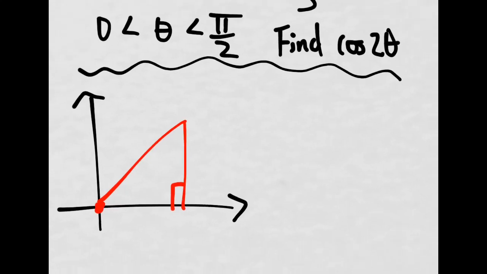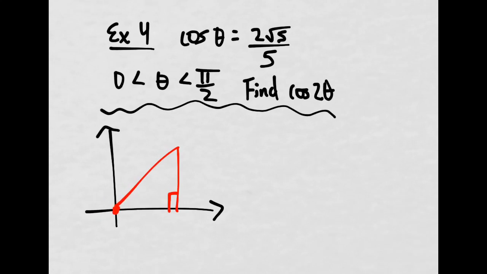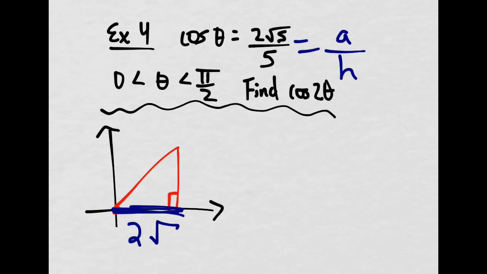Okay, so from here, now I've got to do SOHCAHTOA. That's going to tell me which two sides of the triangle I have, then I have to find the third one. So the 2 root 5 over 5, cosine is what in SOHCAHTOA? Adjacent over hypotenuse. Adjacent is always the side on the x-axis, so adjacent is 2 square root of 5, and the hypotenuse is 5.